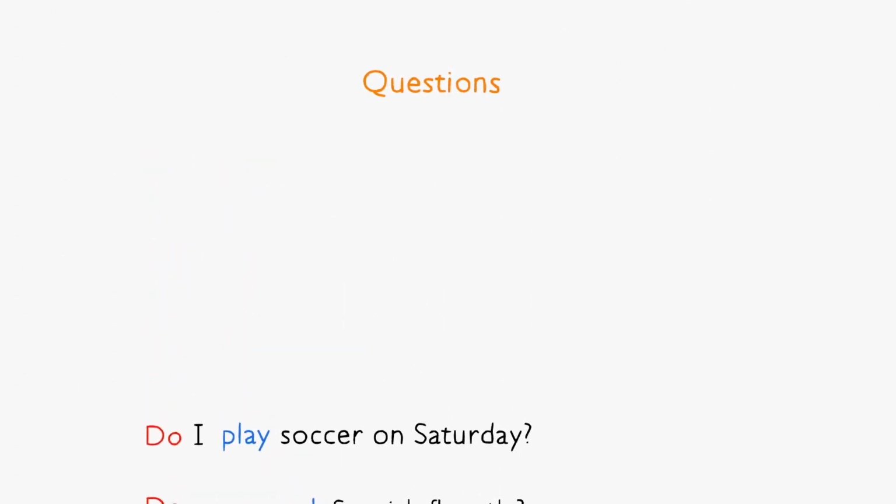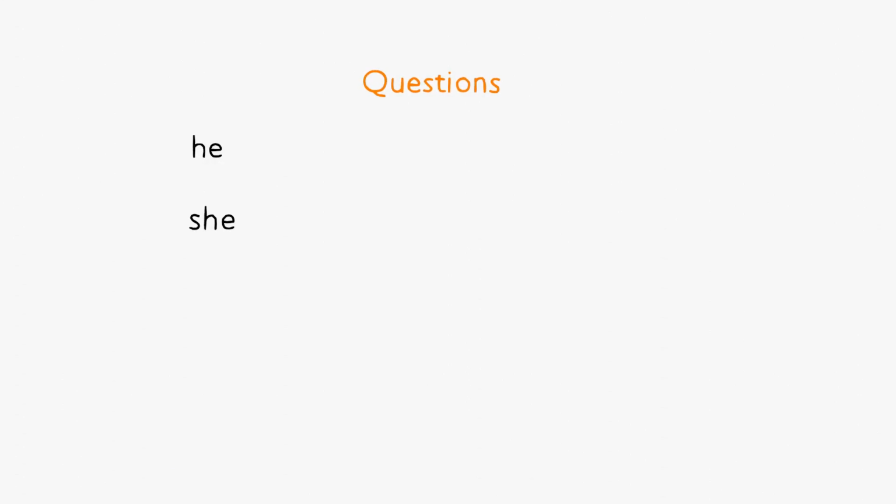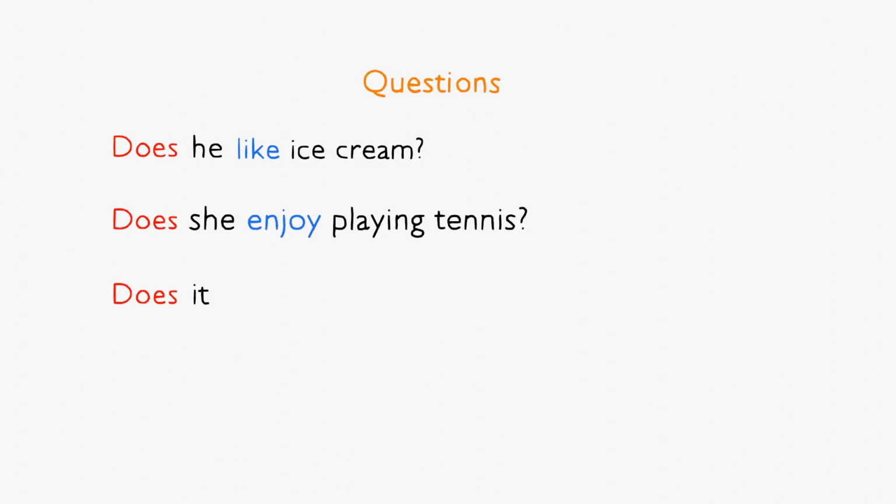Similarly, to form questions with the pronouns he, she, and it, we place the auxiliary verb does before each personal pronoun. For example, does he like ice cream? Does she enjoy playing tennis? Does it rain a lot in this city?